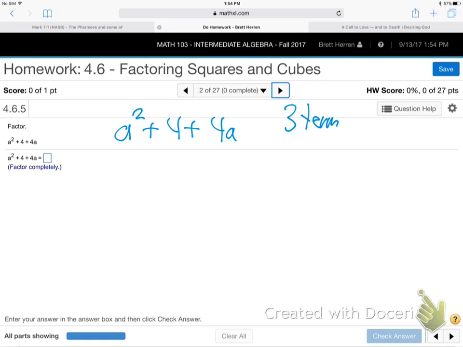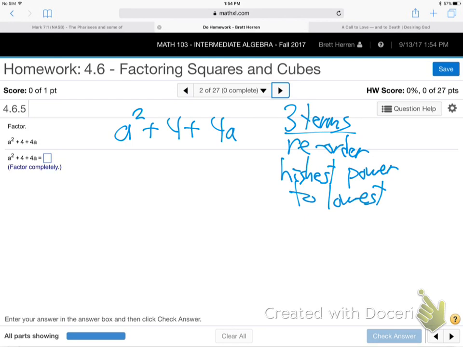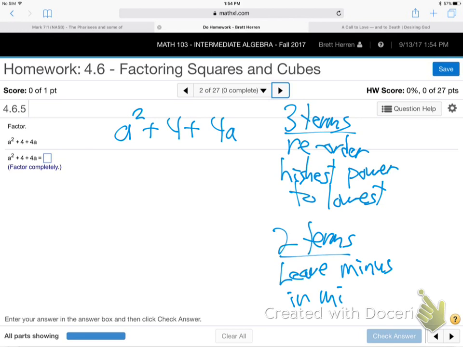When you have three terms, a trinomial, you reorder highest power to lowest. But when you have two terms, you leave the minus in the middle. Don't reorder. Now, we haven't done any two-termers yet. I'm just preempting it before we get there in a few minutes. So for three-termers, we reorder them. Two-termers, we don't. We just leave them, even when the higher power's at the back.